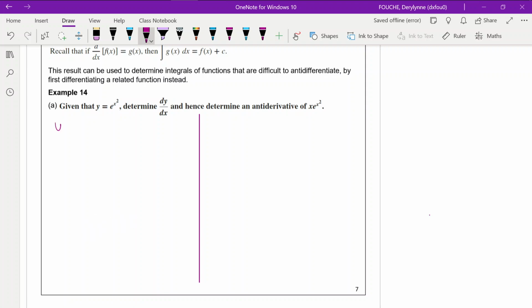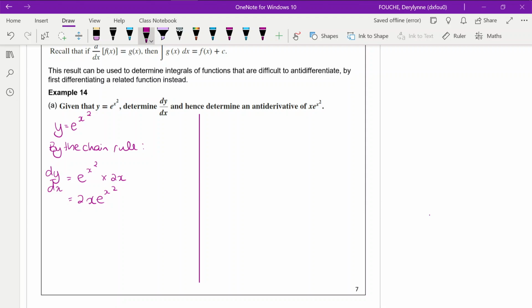Okay, so given that y is e to the x squared, the way we find the derivative of that is to say by the chain rule, our dy by dx will be e to the x squared multiplied by 2x. And that gives me 2x e to the x squared.